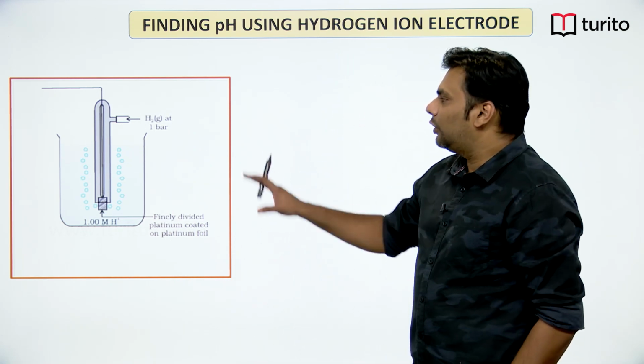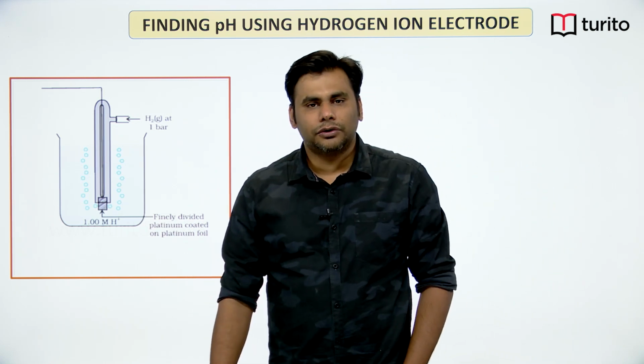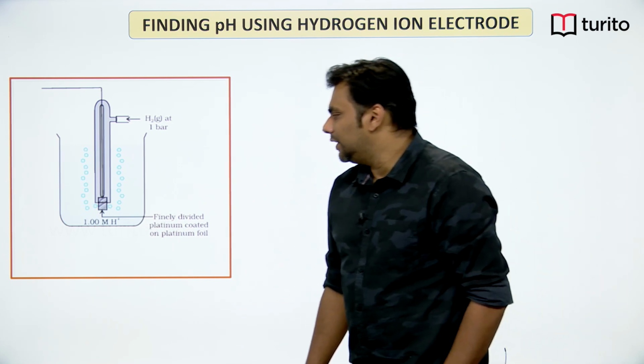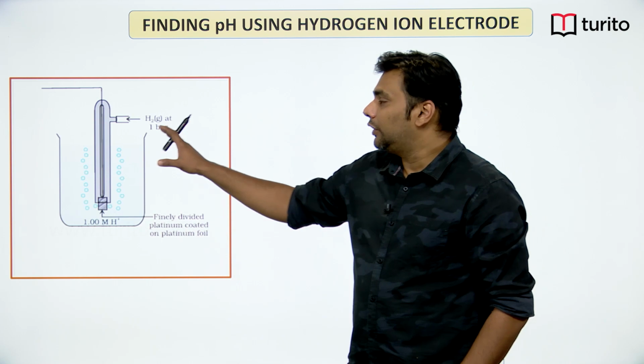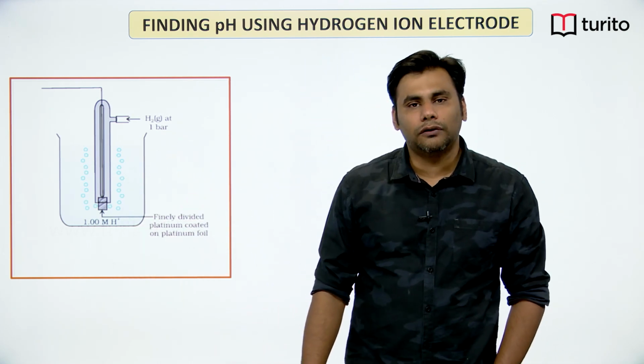Now we have already told that the standard hydrogen electrode has a reduction potential of 0. So this point is very important. I hope you could easily make it out now. We told that the reduction potential of the hydrogen ion cell is always 0.